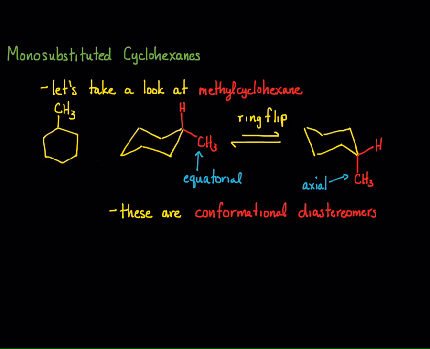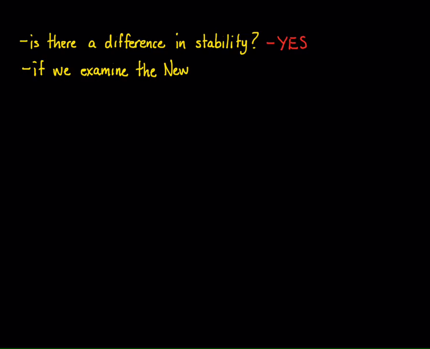Now, the other cool feature is if we think about whether or not there's a difference in stability between these two conformations. And of course, there is a big difference in stability. How do we know that? Well, in order to examine that, we have to think about the Newman projection. And when we look at the Newman projection, we can see the difference in the stability between these two conformations.